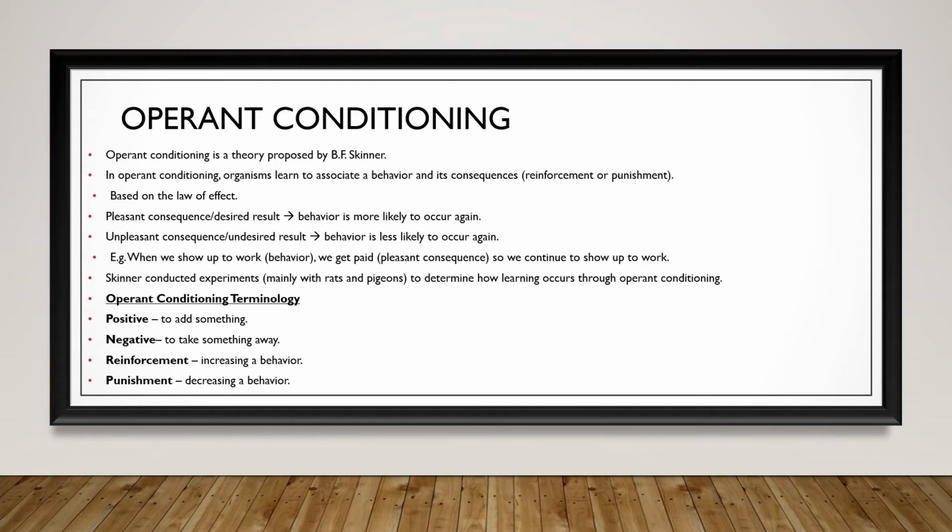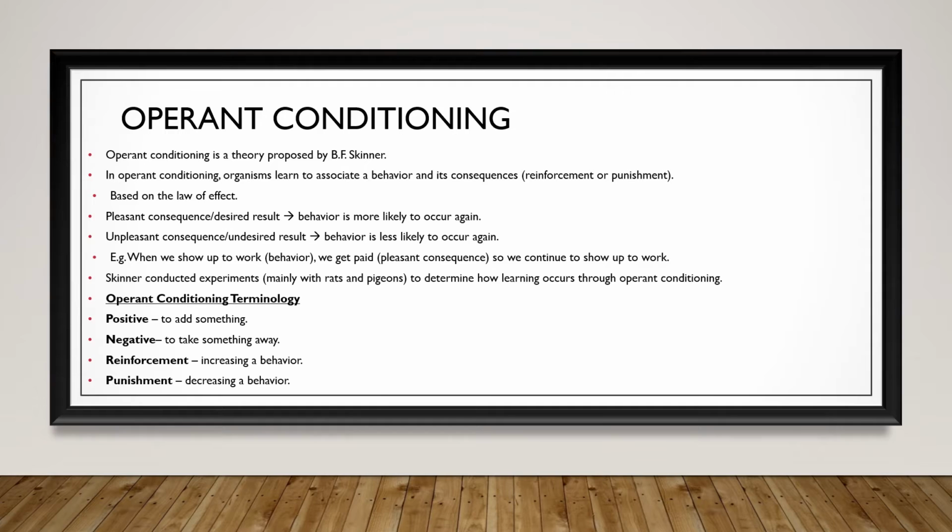Skinner conducted experiments mainly with rats and pigeons to determine how learning occurs through operant conditioning. And he would have pigeons peck on little discs in a chamber, and the pigeons learned that if they would peck on these different discs, depending upon what Skinner had identified as the pattern he wanted, they would get rewarded. And so these pigeons developed real complex responses, knowing that if they were to do this, they would get a reward. So we'll be talking about the different types of what he called schedules that he used to shape their behavior. But let's start out with some basic terminology.